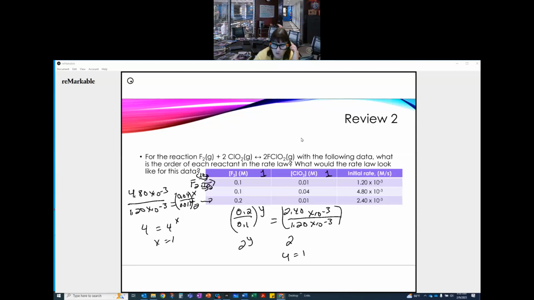So that means that my rate law is going to have the form rate is equal to k times F2 to the first times ClO2 to the first. My rate law always equals k, which is the rate constant, times each concentration to their exponent. If that exponent is 0, it doesn't appear. Now, I can also take this data to solve for k.